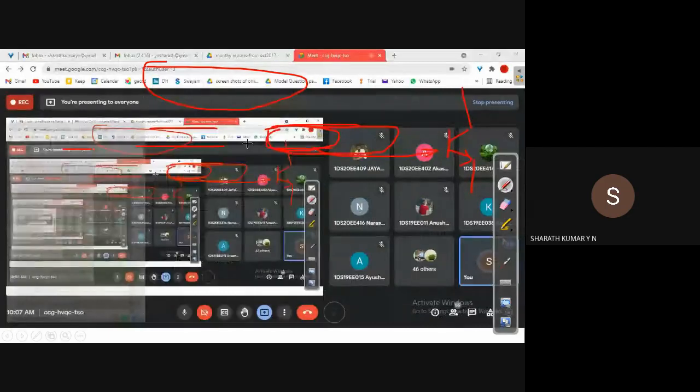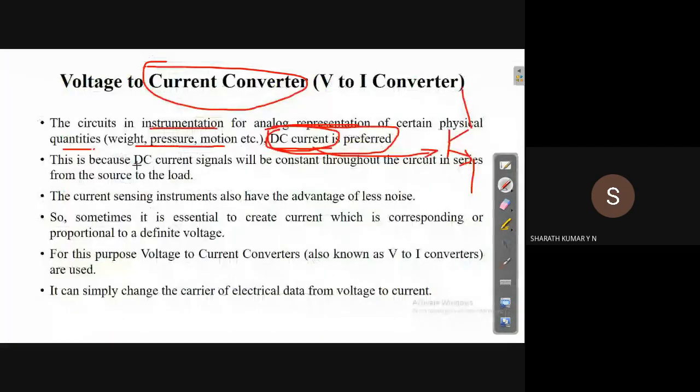Thereby there is a necessity for current availability, that is voltage to current conversion. Because DC current signals will be a constant throughout the circuit in series from the source to the load. It's a constant supply anyway. The current sensing instruments also have the advantage of less noise. The devices which work on the current sensing principle have advantages over the other methods of measuring the signal, because of the less noise.